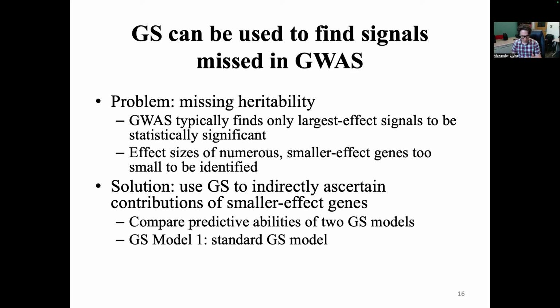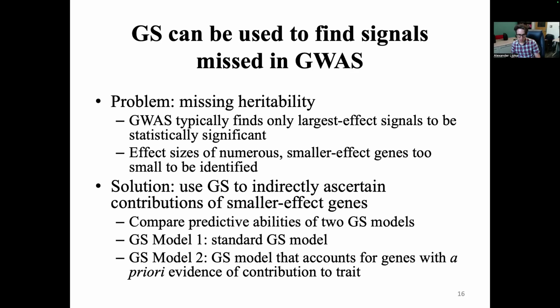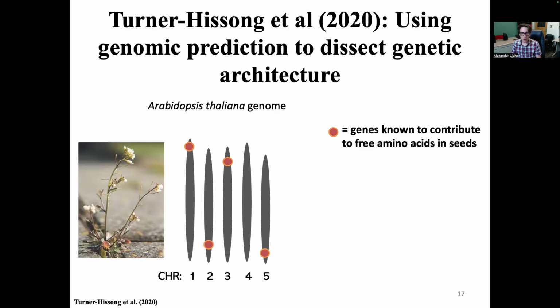And so the standard GS model was model one. It's a GBLUP model. I will explain it in a second. And then the second model accounts for genes with a priori evidence for the contribution to the trait. So this is the paper, Turner-Hissong et al. 2020. And what we looked at here was free amino acid content in seeds of Arabidopsis.